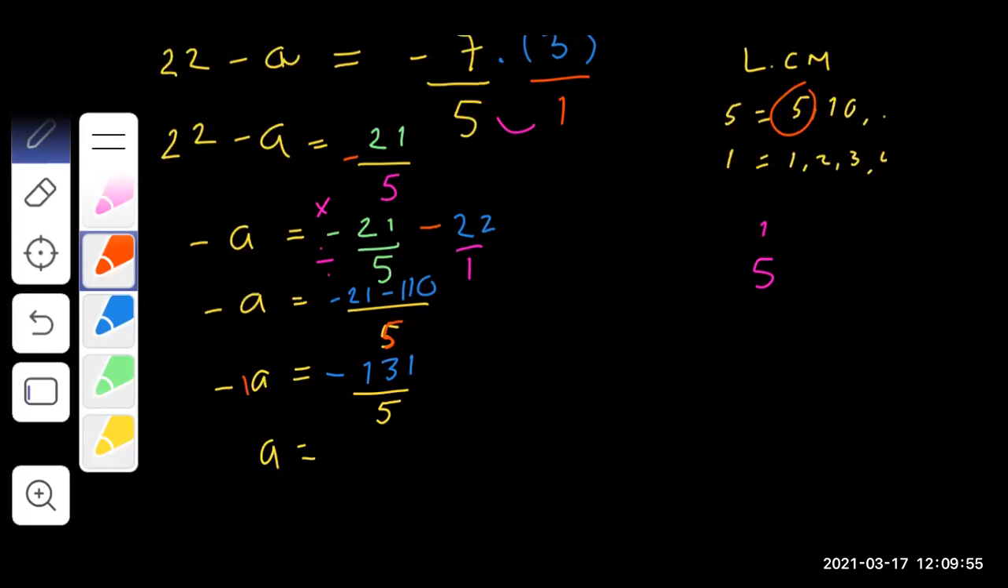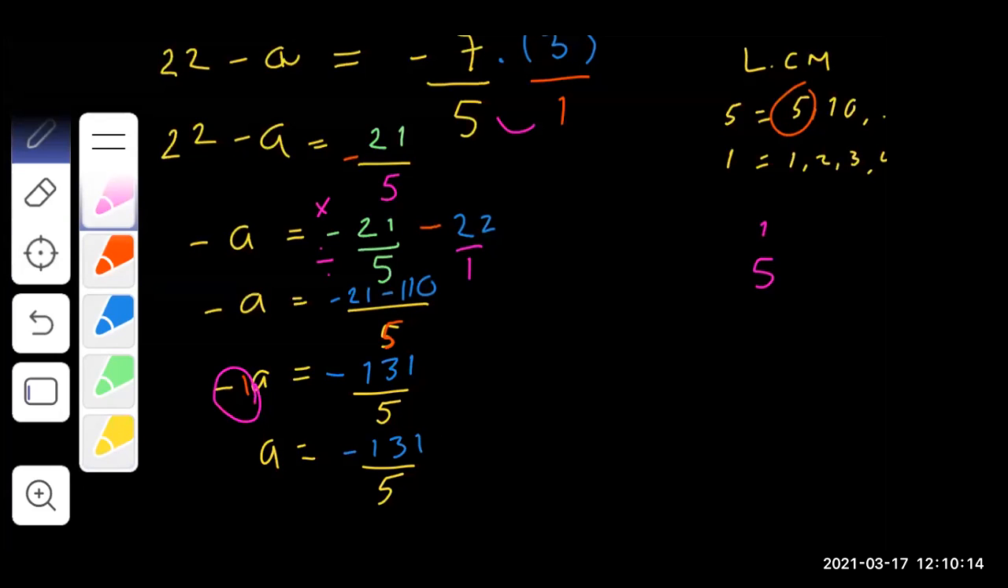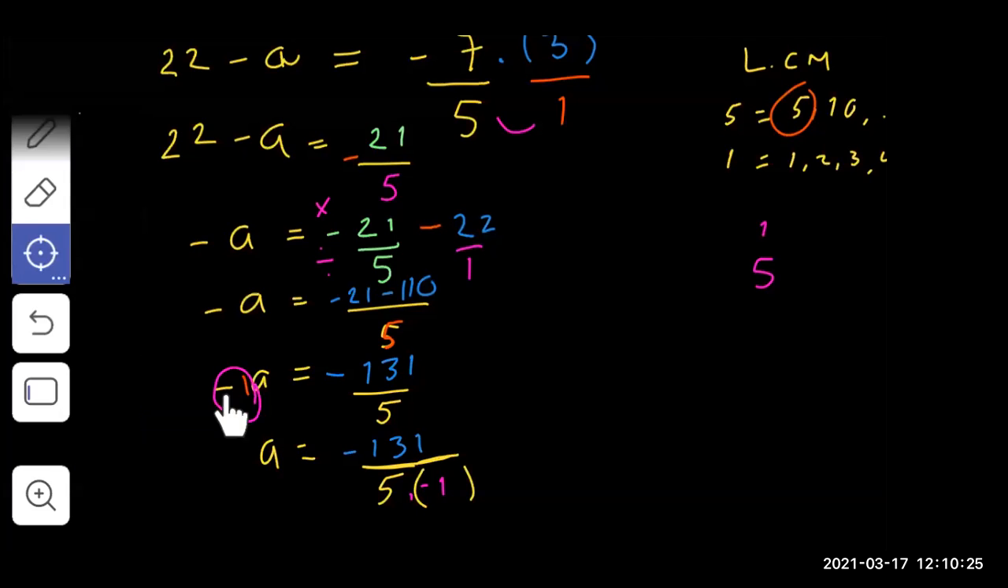Okay, guys, that negative 1 is multiplying. I'm going to move it to the other side. 131 over 5, I'm just copying what I got. This negative 1 is multiplying, so on the other side it's going to be dividing. You can put it here, times negative 1. I just put it on the denominator because the denominator is division. You can use parentheses if you want.